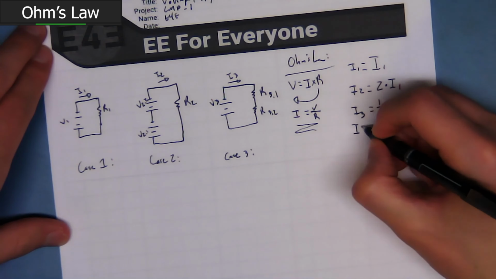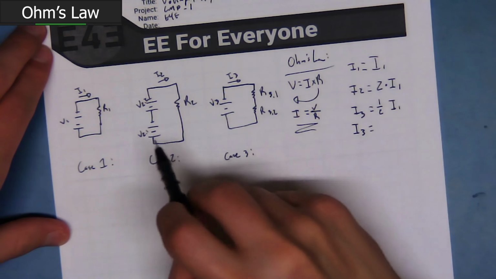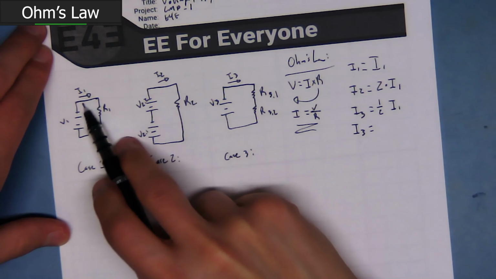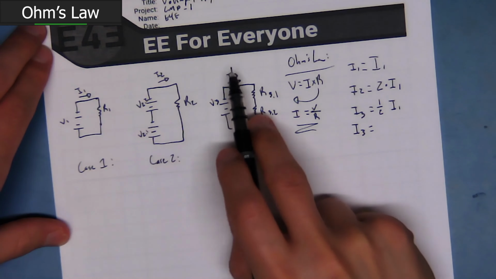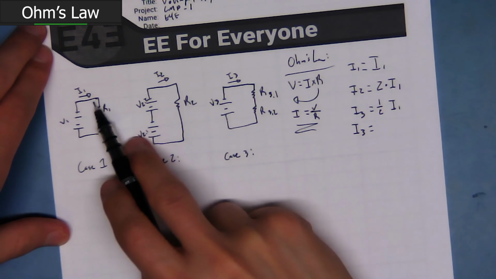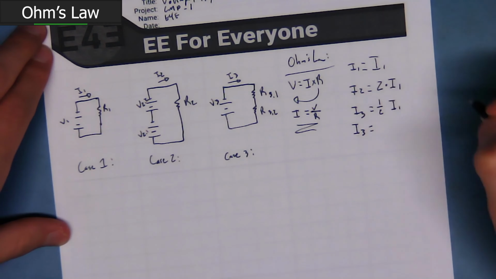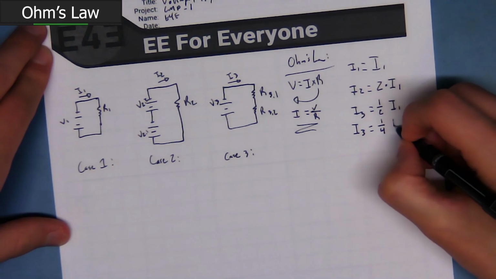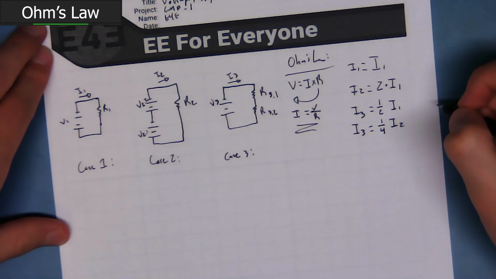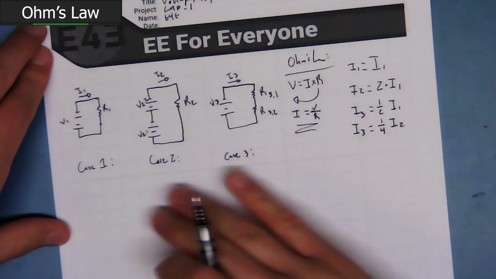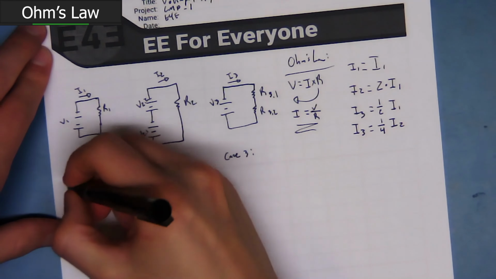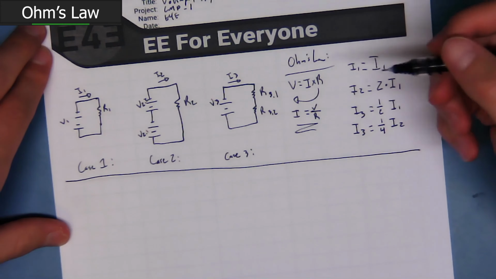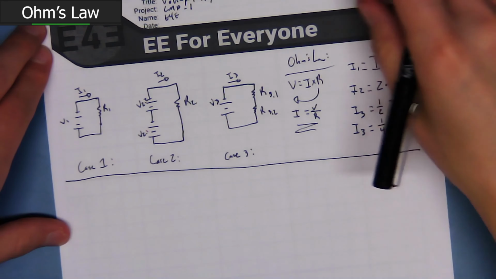But we also know something else. Since I2 is equal to 2 times I1, and I3 is equal to 1/2 I1, we can also know that I3 is equal to 1/4 of I2. There's this relationship linking all of these situations because voltage, current, and resistance are all related so intimately.